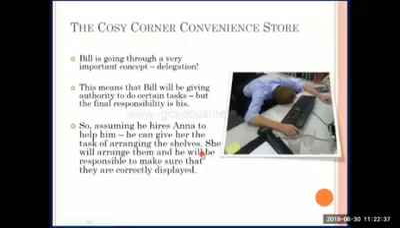This means that Bill will be giving authority to do certain tasks, but the final responsibility is his. So assuming he hires Anna to help him, he can give her the task of arranging the shelves. She will arrange them and he will be responsible to make sure that they are correctly displayed. So now he is giving some important responsibilities and authority to an assistant named Anna, and he will look after it.